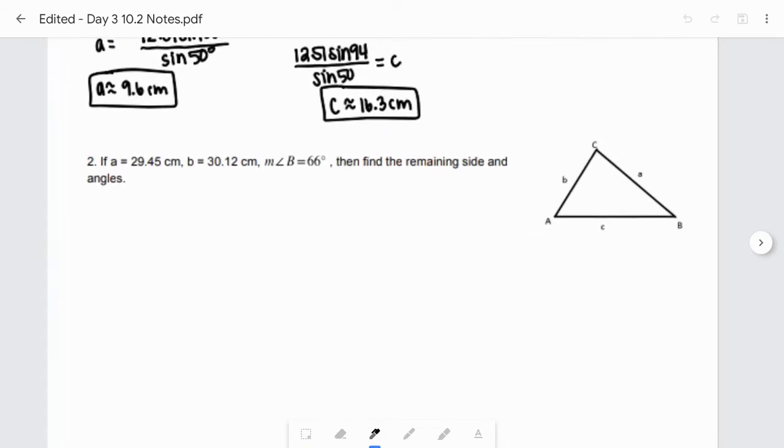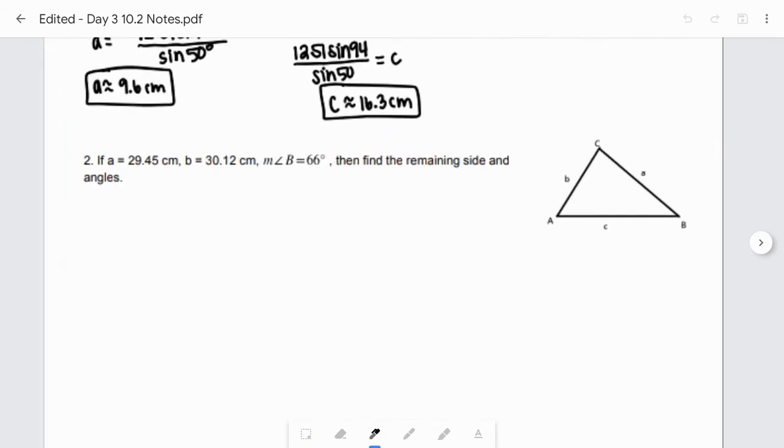Okay, number 2. If A is equal to 29.45 centimeters and B is 30.12 centimeters, and the measure of angle B is 66 degrees, then we want to find the remaining side and angles. So we are going to be looking for side C and then angles A and C. We do have our corresponding angle and side being angle B and side B. But here is a side-side-angle triangle, so we do need to look for that ambiguous case.